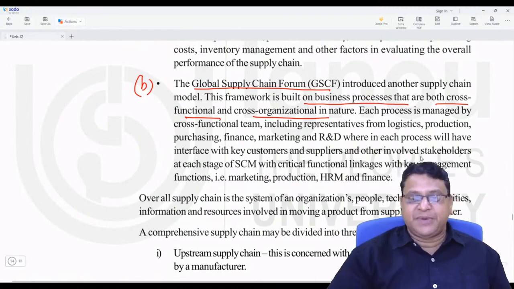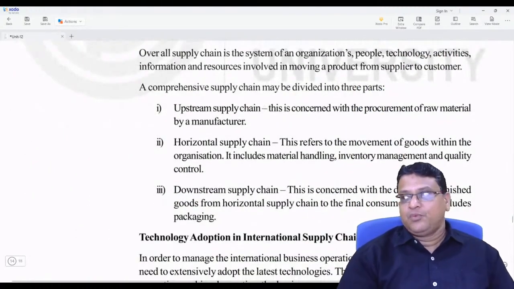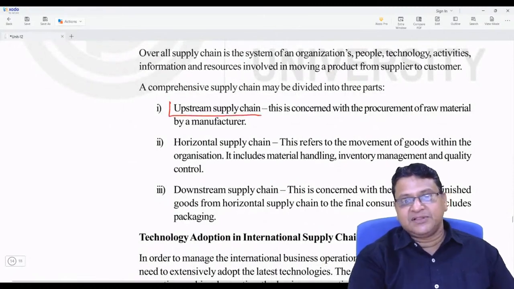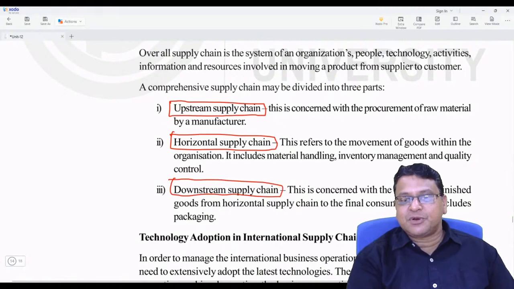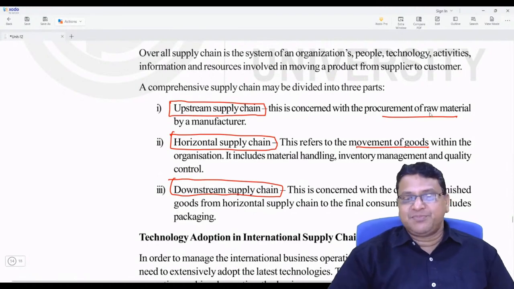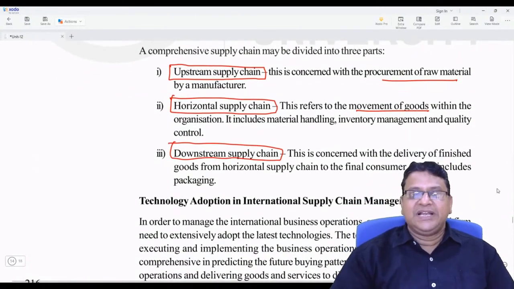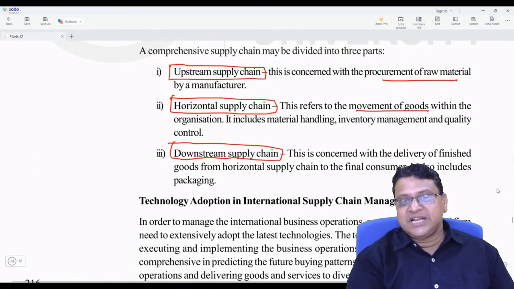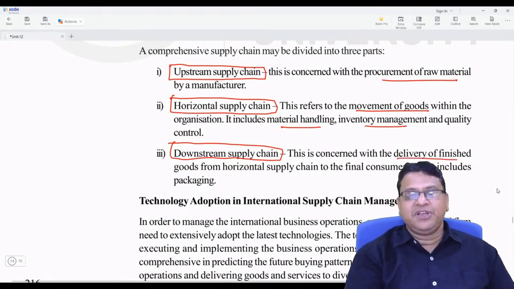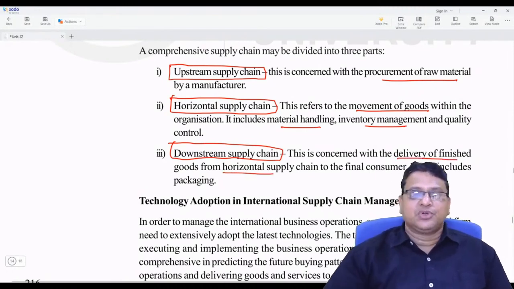Supply chain management may be of 3 types: upstream supply chain, horizontal supply chain, and downstream supply chain. What is upstream supply chain? In upstream supply chain, we deal with procurement of raw material. Horizontal supply chain refers to movement of the raw material within the organization, that is material handling, inventory management, and quality control. All these come under the horizontal supply chain purview. And downstream supply chain deals with delivery of finished goods to the customers.